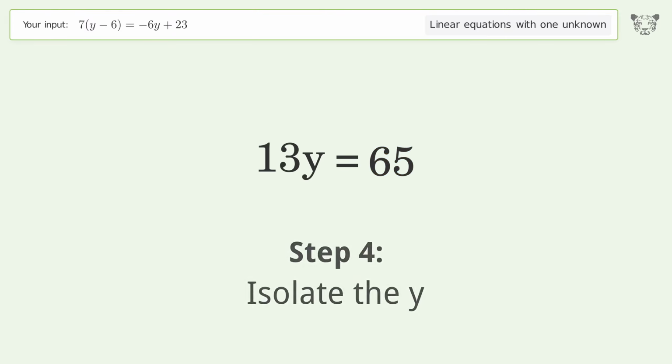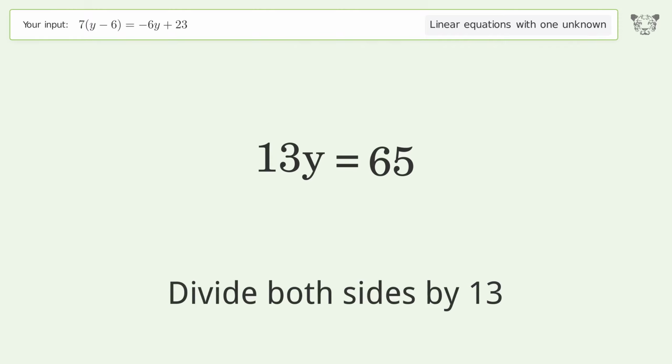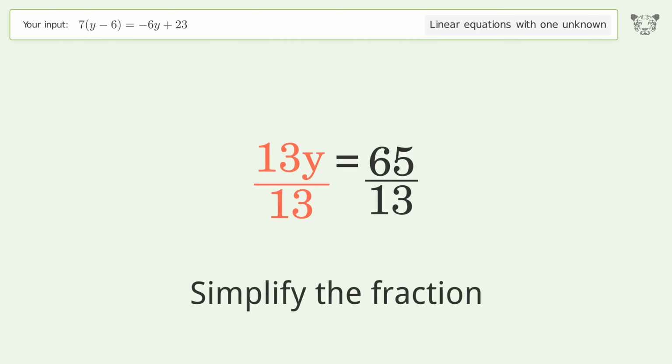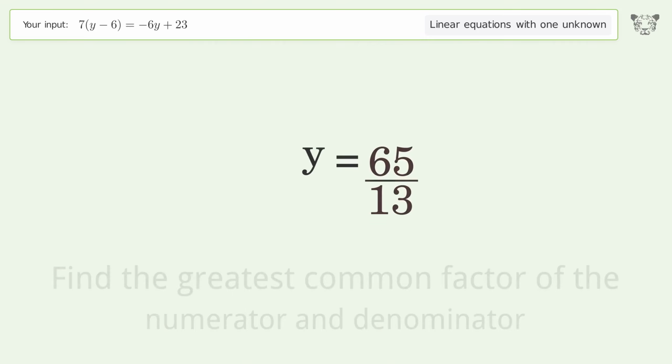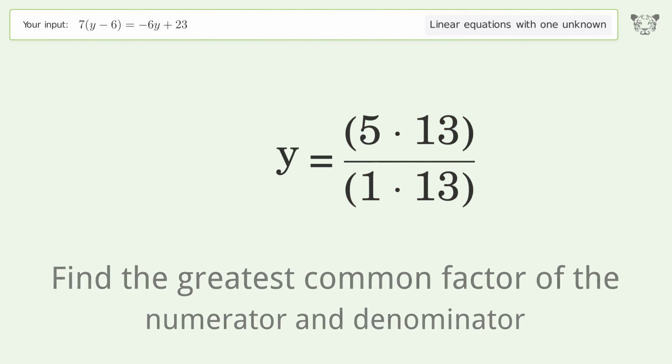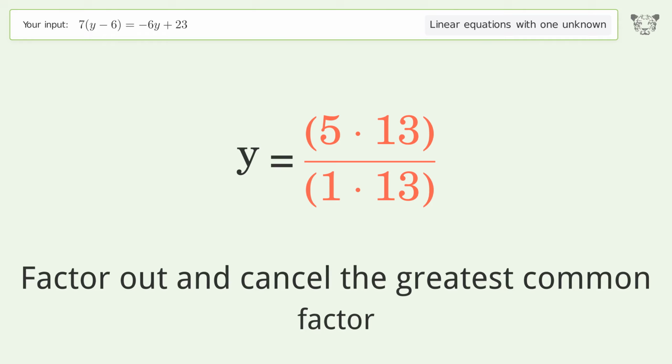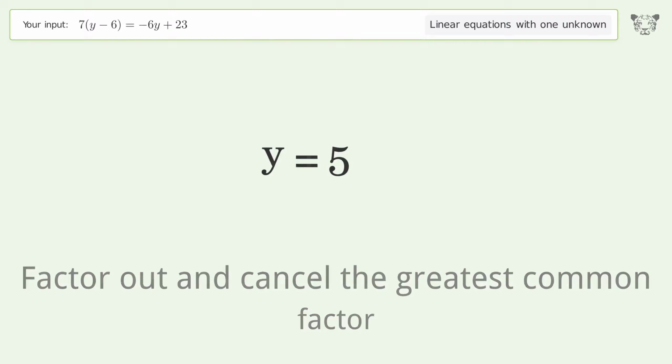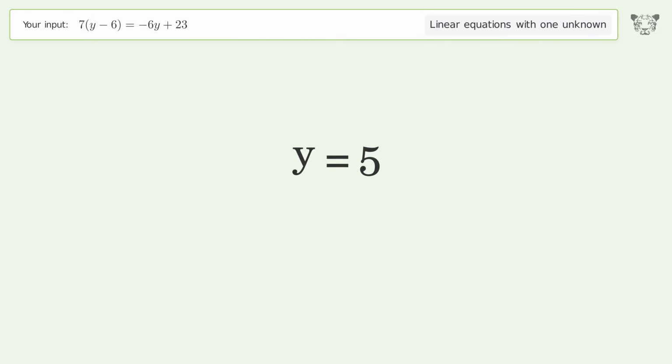Isolate the y. Divide both sides by 13. Simplify the fraction. Find the greatest common factor of the numerator and denominator. Factor out and cancel the greatest common factor. And so the final result is y=5.